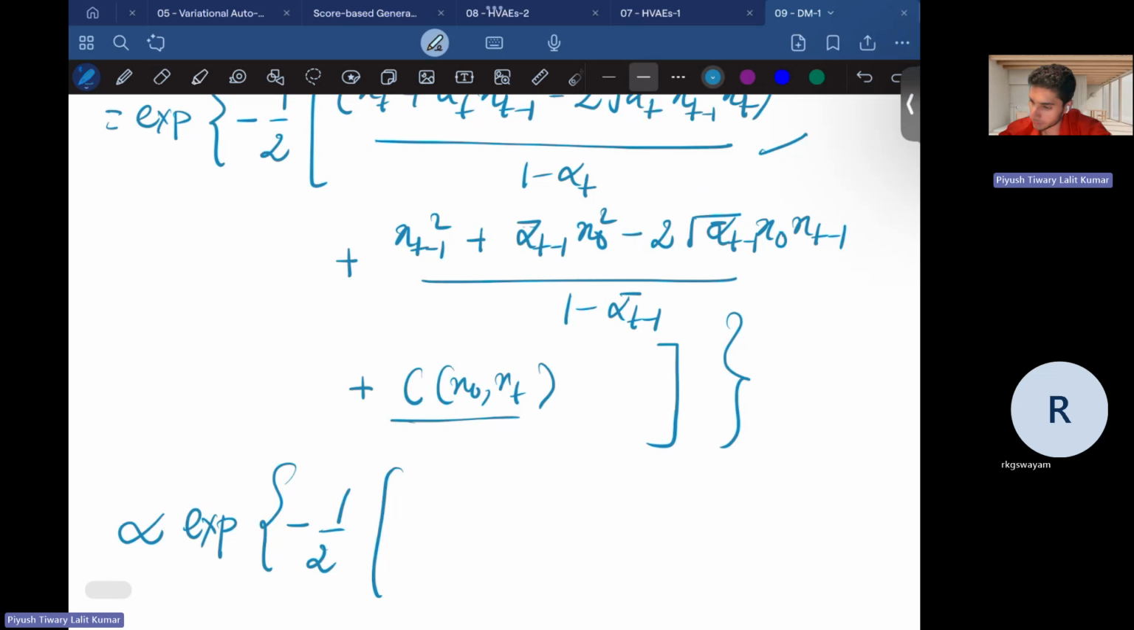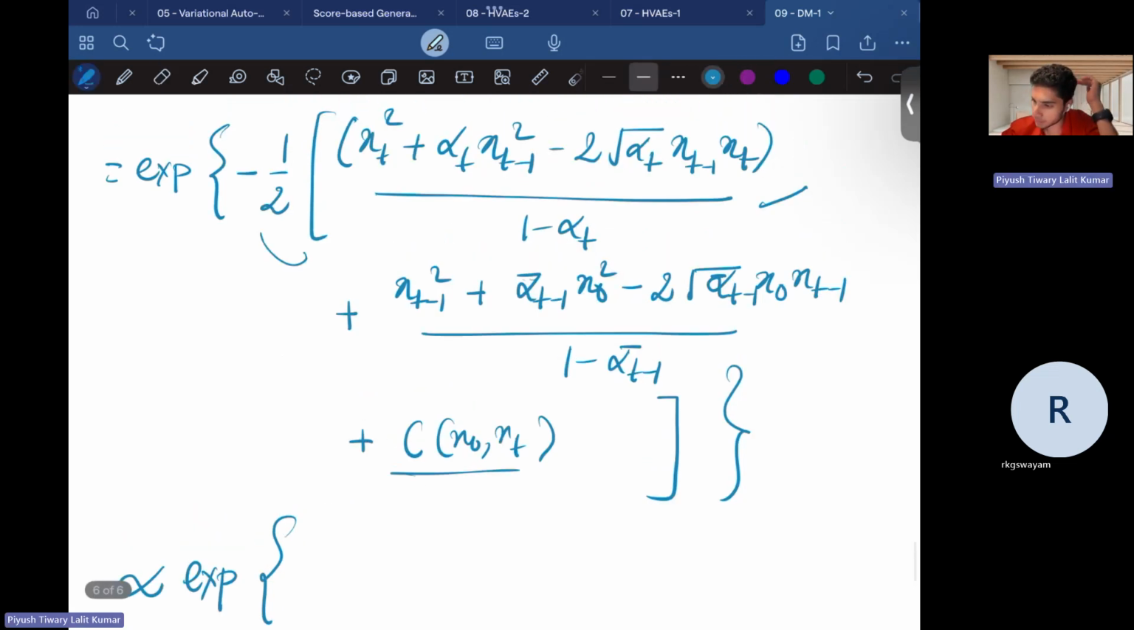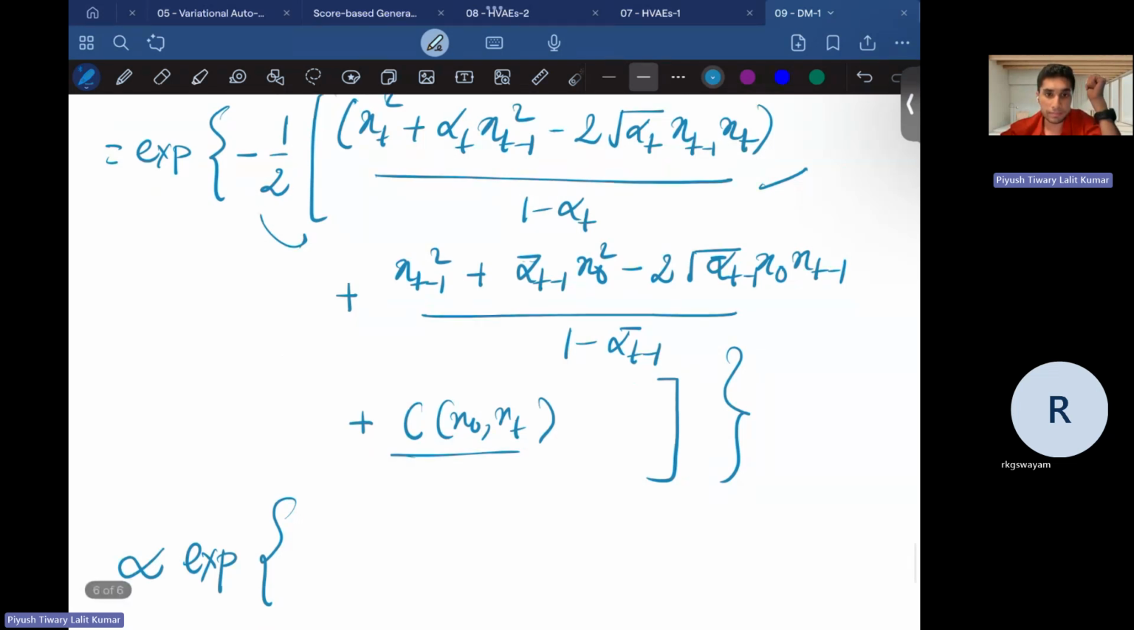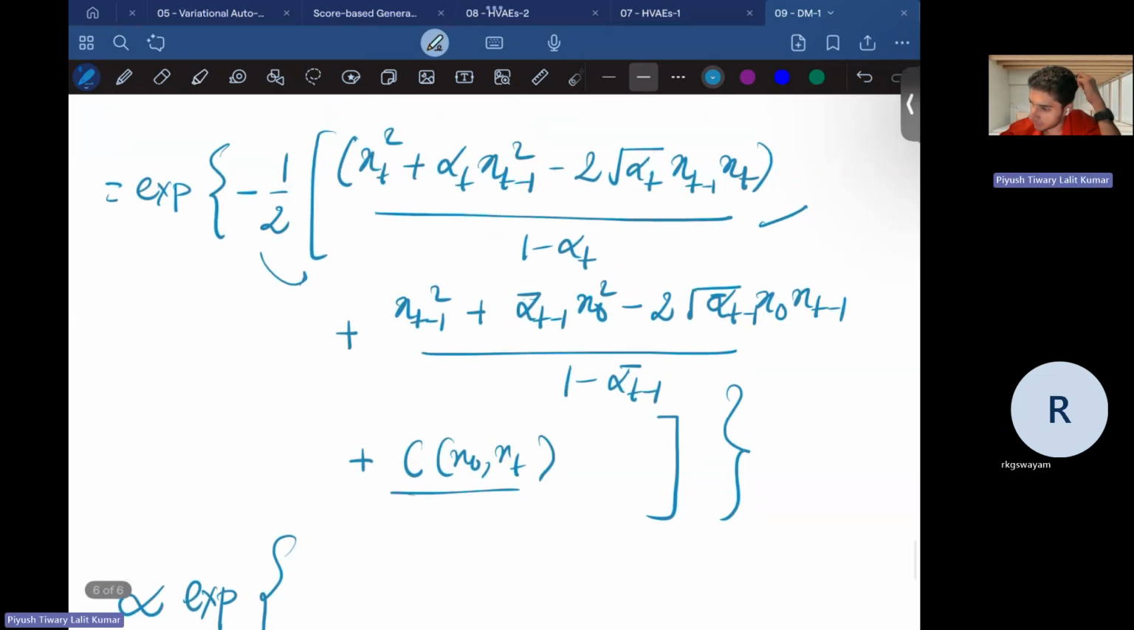Okay, so if that is the case, then we'll take the minus half inside. Do we take the minus half inside, or should we wait? Let's wait. Let's see what happens. Okay, actually, if you think about it, there are other terms that are also dependent on xt and x naught. Maybe I should write it down very explicitly.